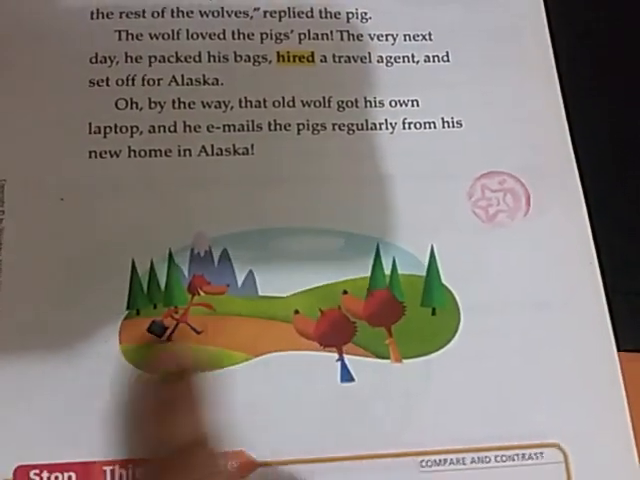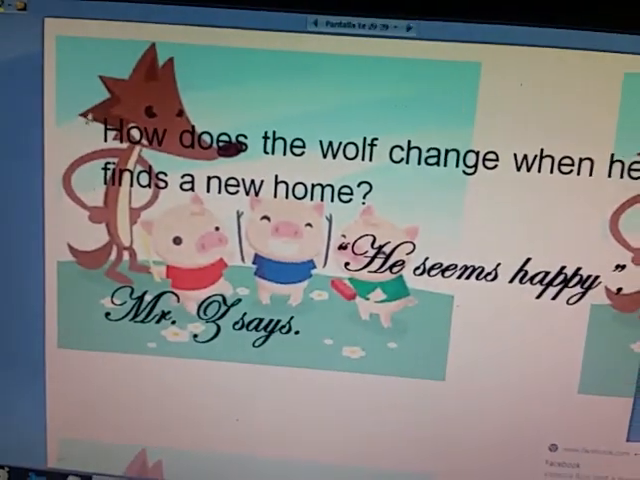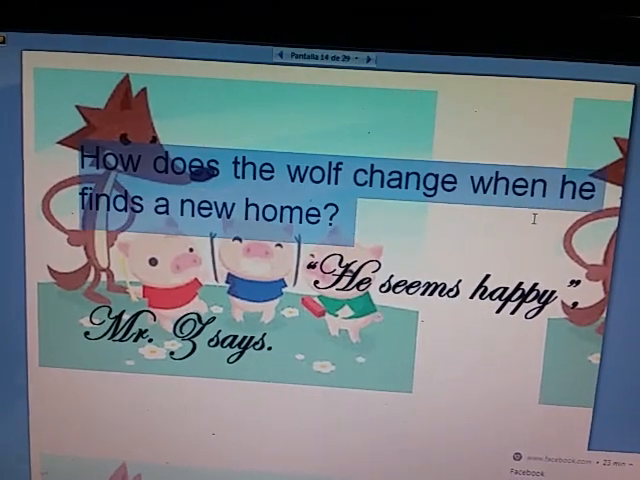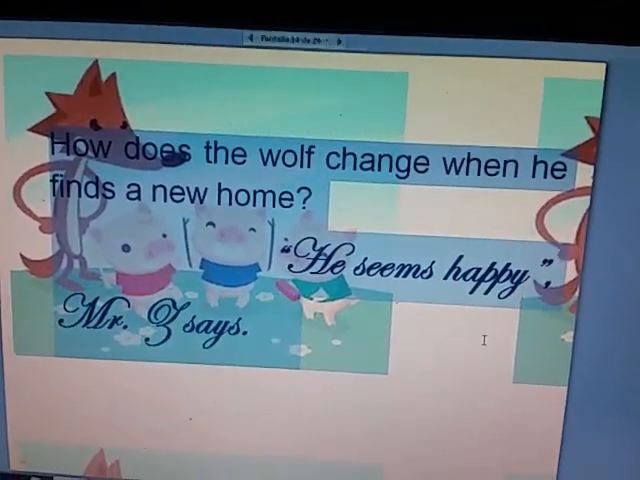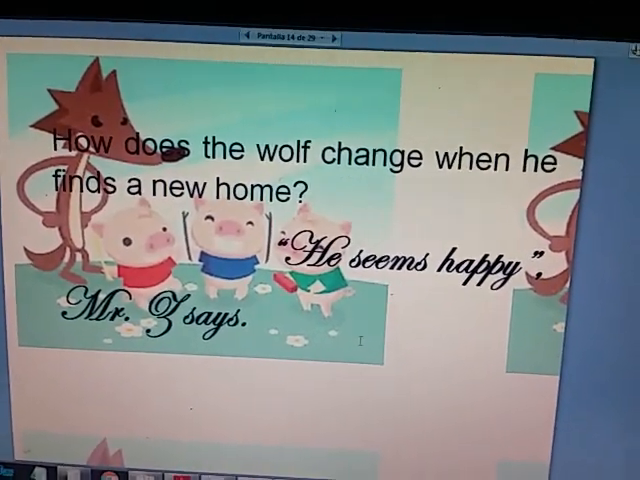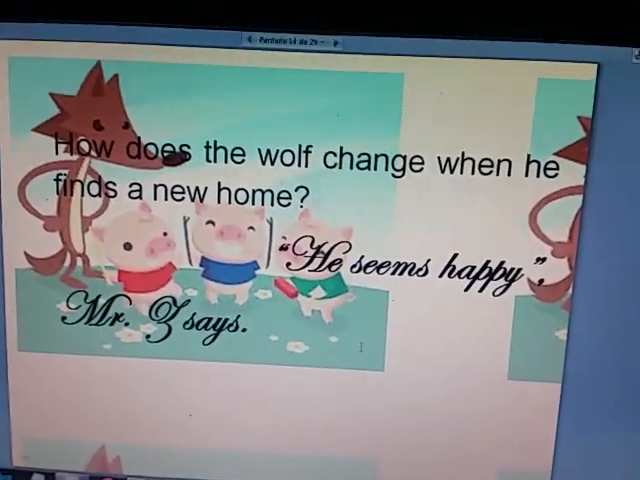Okay, page 59. Page 59 is this one. We see the wolf meeting another wolf with some luggage, and we learn he went to Alaska. So, the question goes like, how does the wolf change when he finds a new home? He seems happy, Mr. Z says. Okay, so on this one, I think we all agree with this answer.